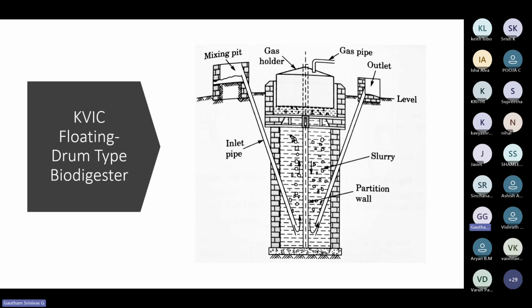So you can see water here. This is the water seal, right? Water is here so that the gas does not escape through the sides into the atmosphere. So you have a water seal on all sides, and then the gas is collected here.